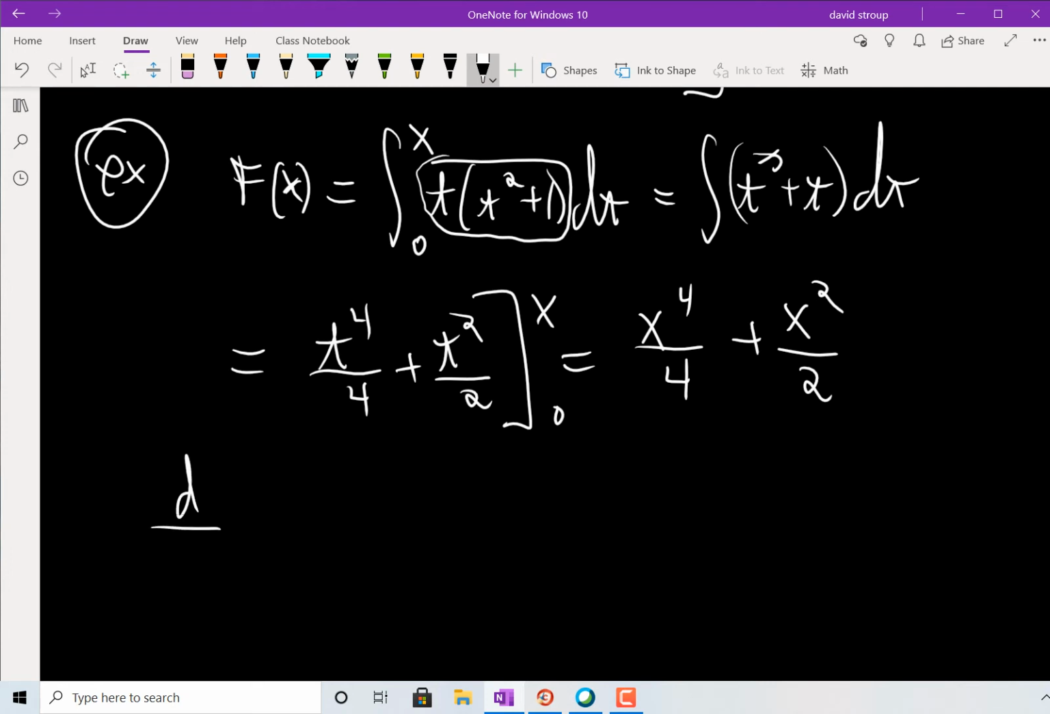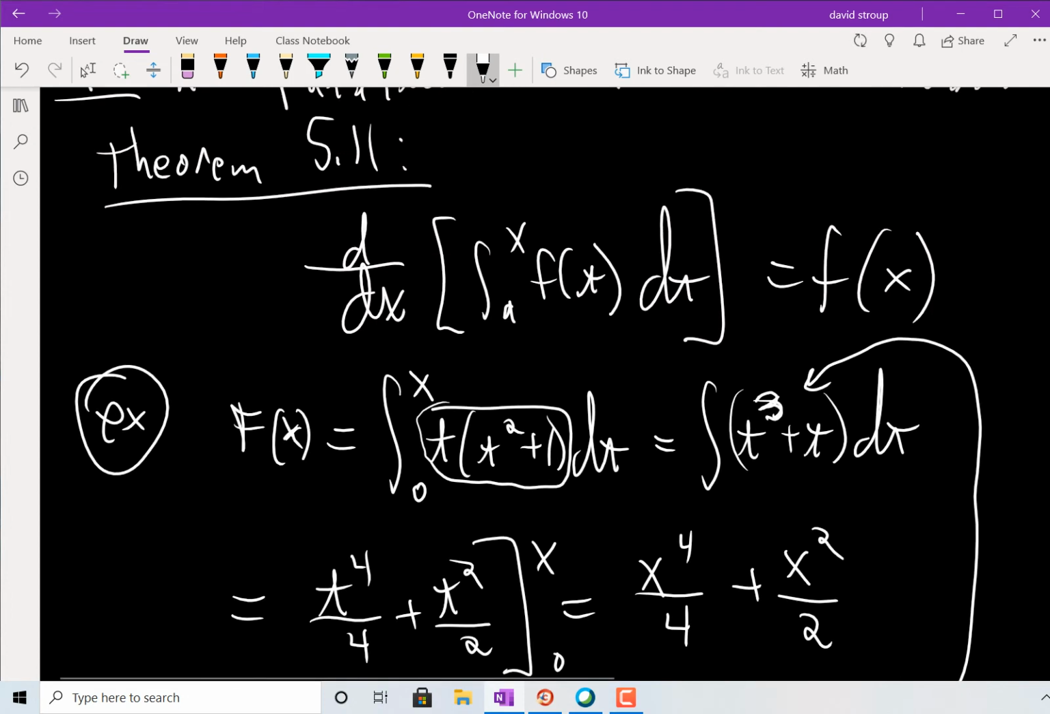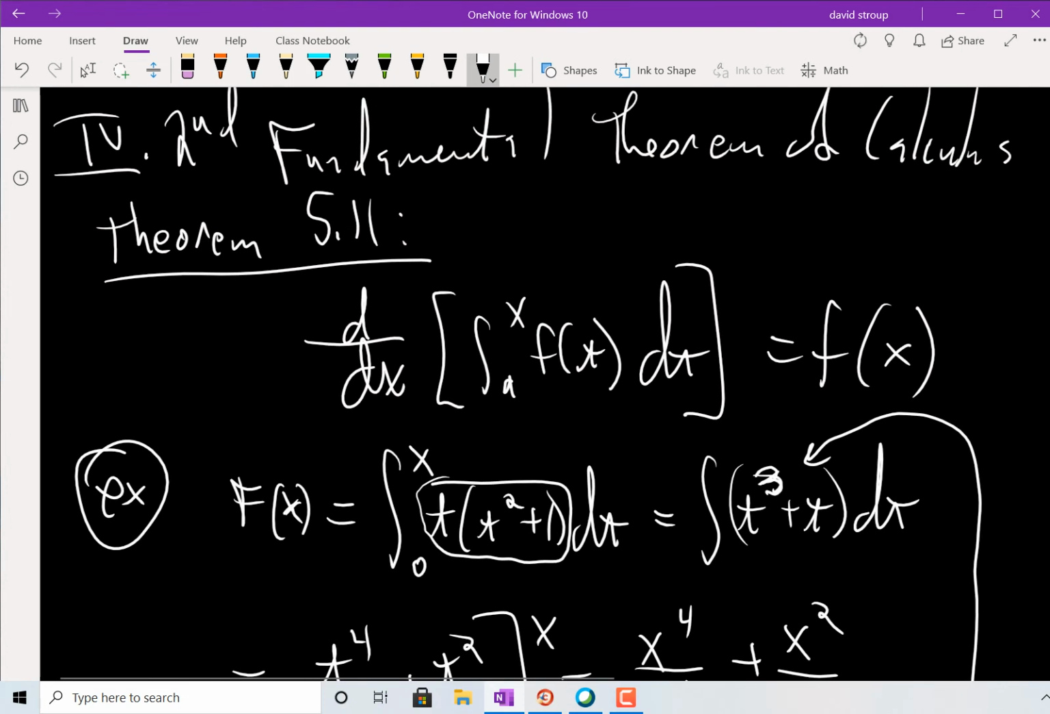And then if we take the derivative with respect to x of big F of x, what do you end up with? Well, you get 4x cubed over 4 plus 2x squared over 2, which of course is x cubed plus x, which is basically what I was getting at. You just end up with what was originally on the inside. So the derivative of the integral just gives you back whatever was sitting on the inside of the integral.